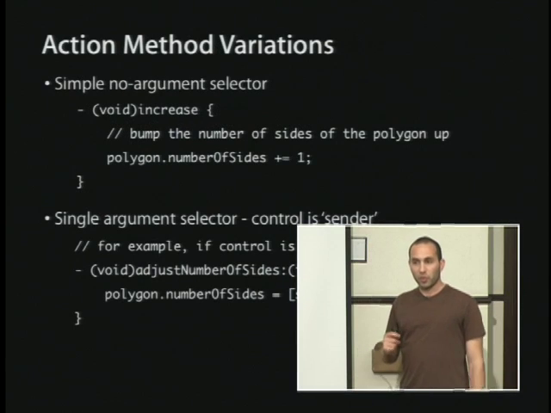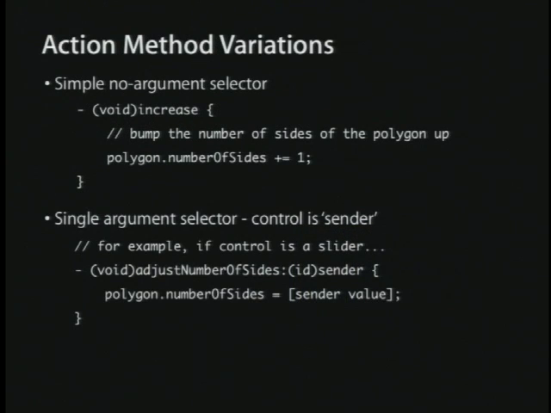So here are the examples of implementing an action method. You can have a simple one, so increase. If you have a button, you don't really need to know anything about its state. You just know that it was pressed. So you implement the increase method. Oftentimes, instead of returning void, you'll want to return IBAction if you're doing this in a nib, and I'll show you that in a little bit. But this increase method will basically increment something in your model.